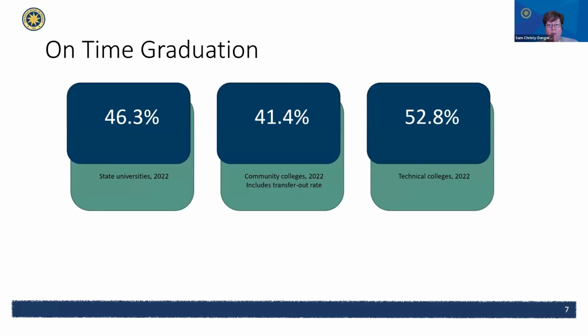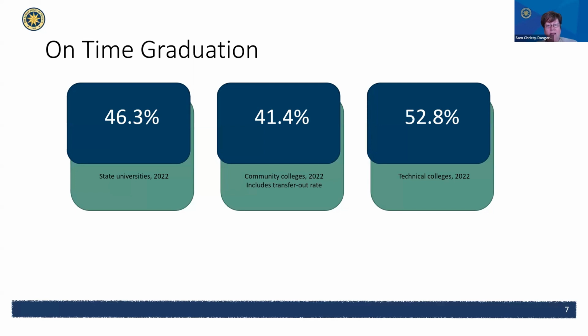So on the previous slide, we briefly talked about implementing these math pathways initiatives and how that can improve on-time graduation rates. But how could this be helpful to students in Kansas? To provide some context, we're going to take a look at the on-time graduation rates for students in Kansas by type of institution. Now, these numbers are from 2022.